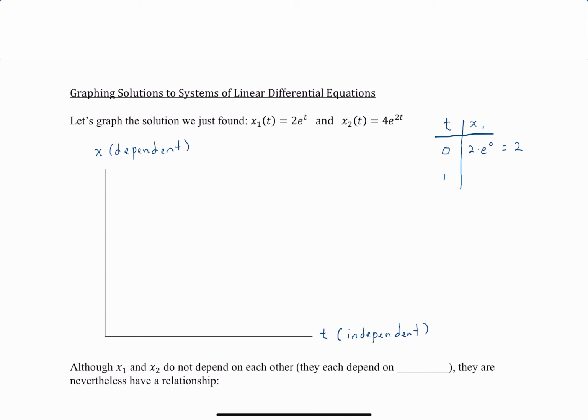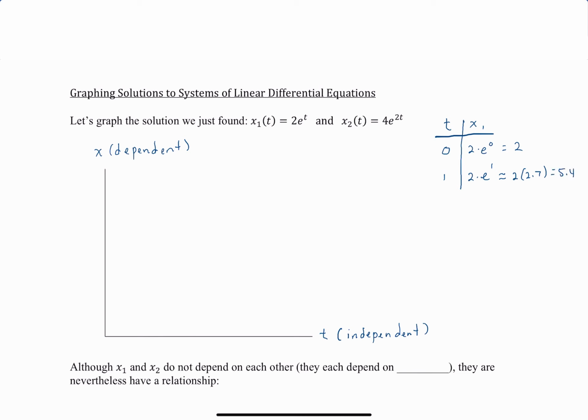What do we get when t is 1? That's 2 times e to the first power. E is approximately 2.7. So what's that going to give us? 5.4, approximately.